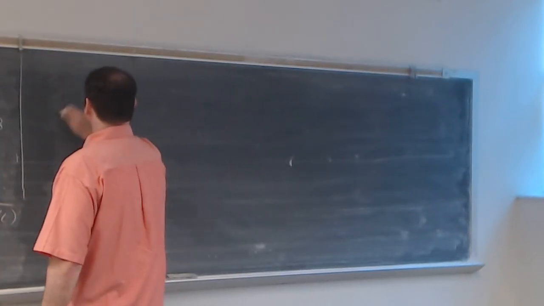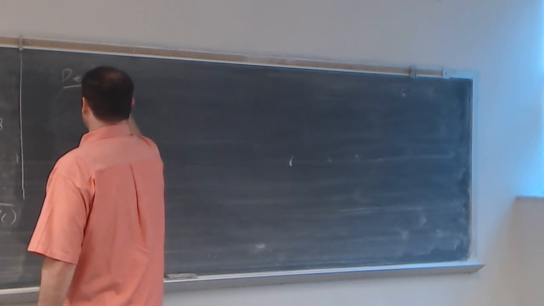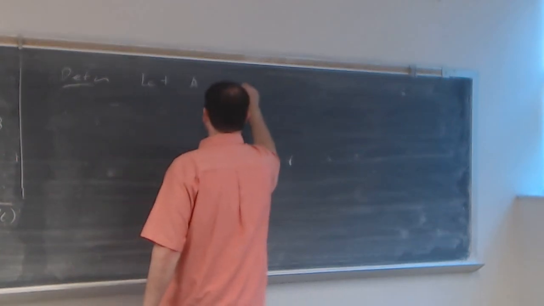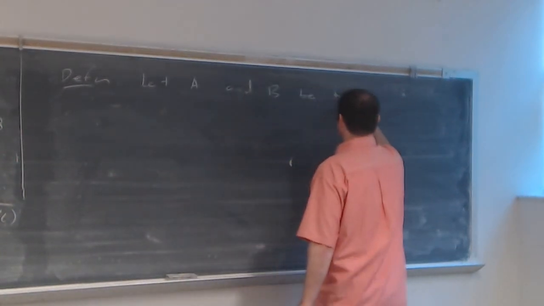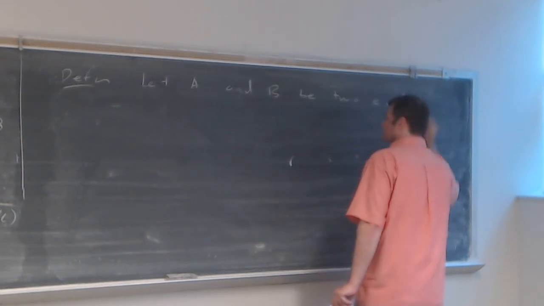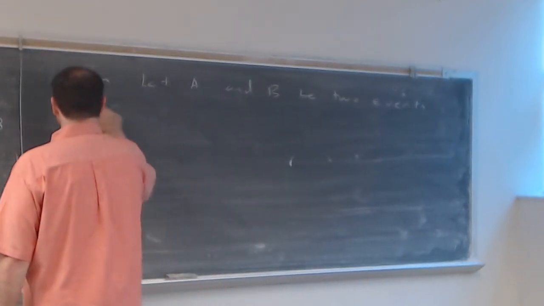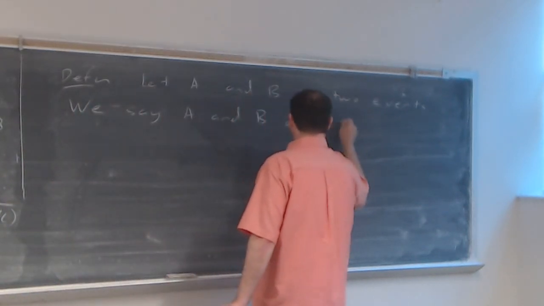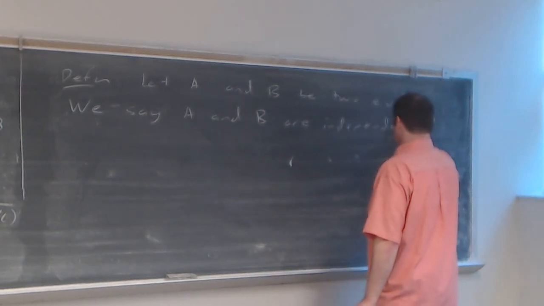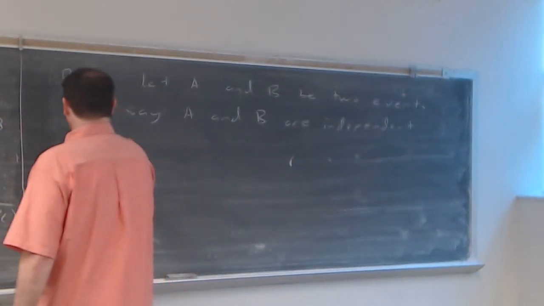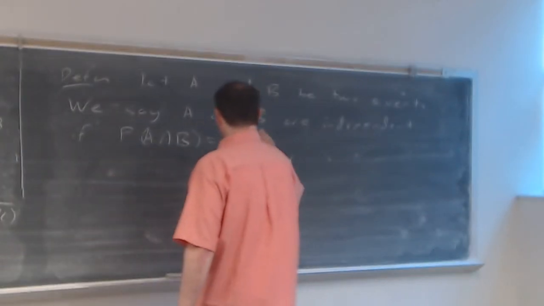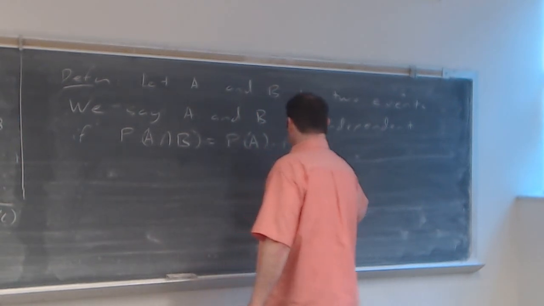Next thing I want to do is give the definition of independence. Here, we're going to say, let A and B be two events. We say A and B are independent if the probability of A intersect B is the same thing as the probability of A times the probability of B.